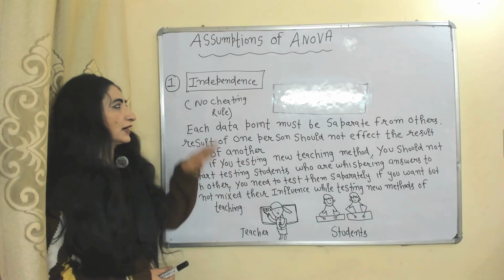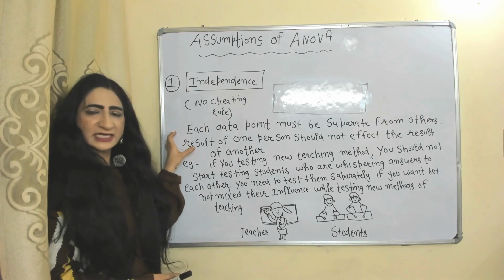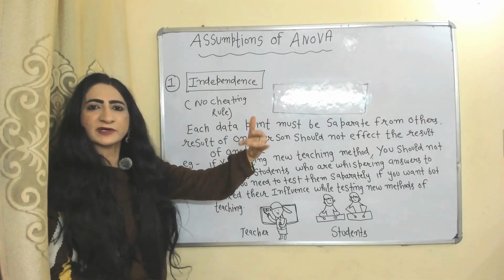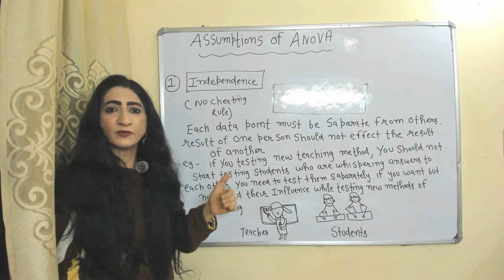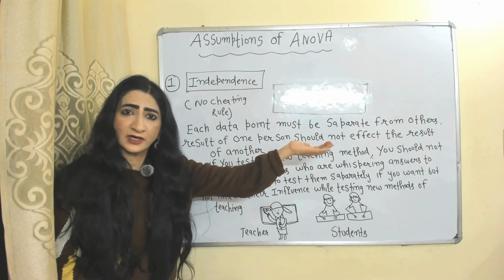Assumptions of ANOVA: independence, the no cheating rule. That means each data point must be separate from another. The result of one person should not affect the result of another.